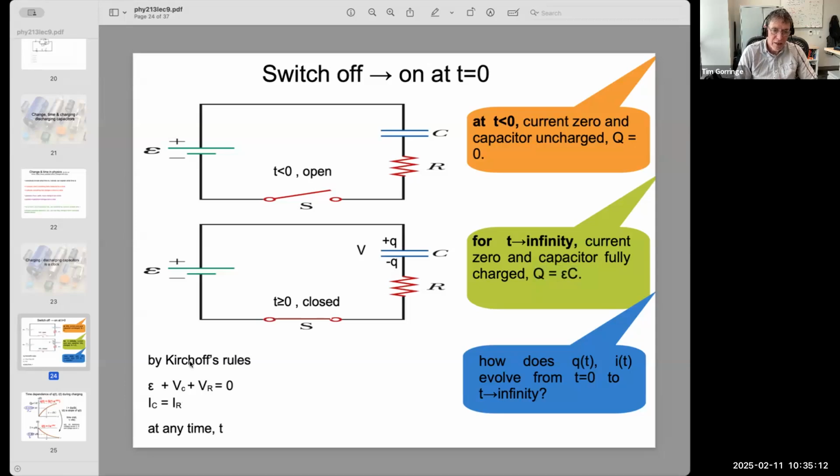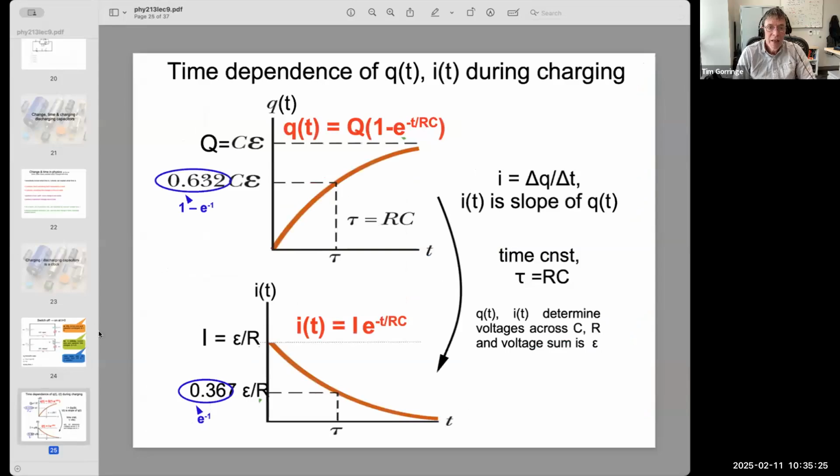Just a remark down here, don't worry about this too much. You solve this problem by Kirchhoff's rules. So this is actually a well-known example of Kirchhoff's rules, but I already solved it, and I'm just going to give you the answer to the problem. This is the answer to the problem. This is how we get from uncharged capacitor to fully charged capacitor.